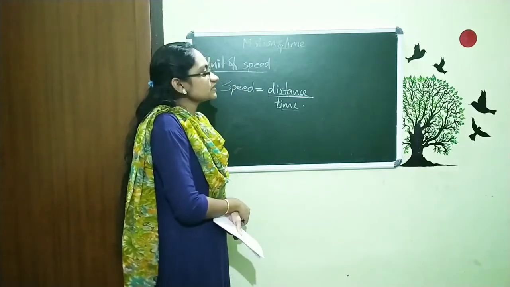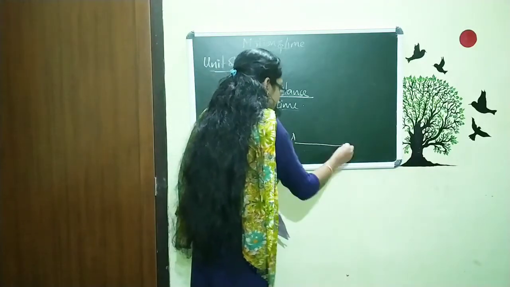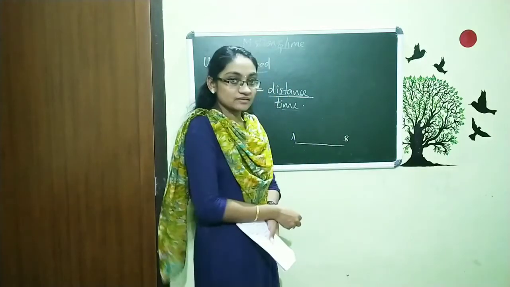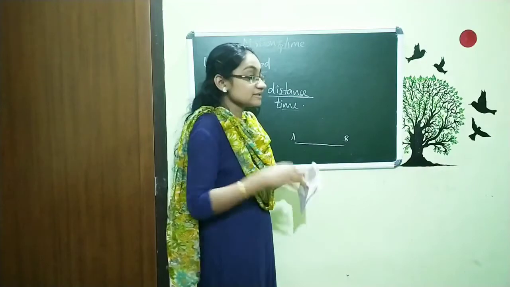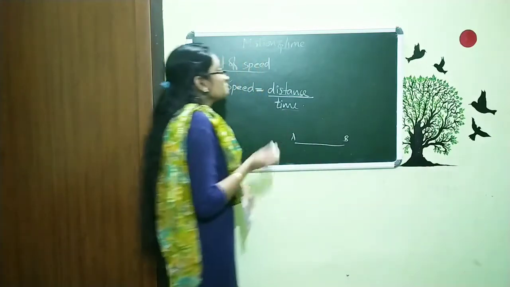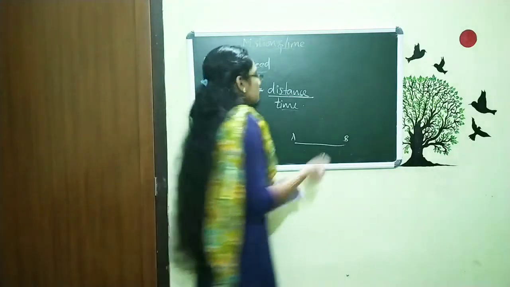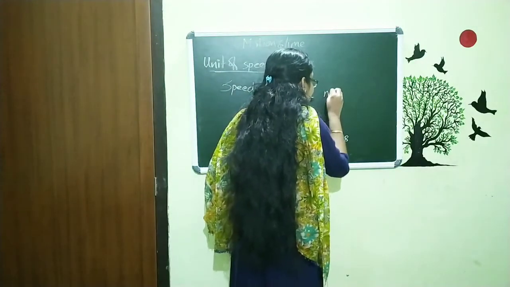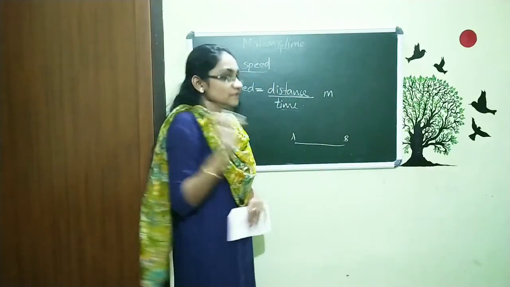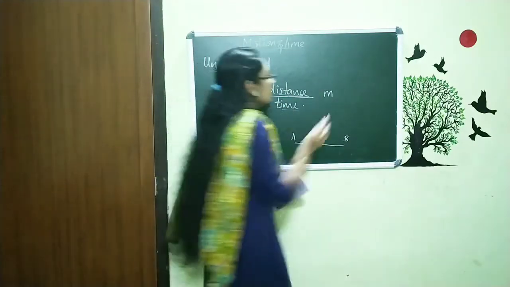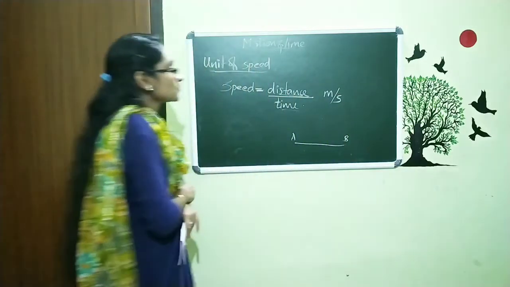So, what is the unit of distance? When I am traveling from point A to point B, what do I say? Sometimes in centimeter, sometimes in meter, sometimes in kilometer. So, the basic unit of distance is what? Meter. And what about time? We already studied that. Second. So, meter per second. This is the unit for speed.